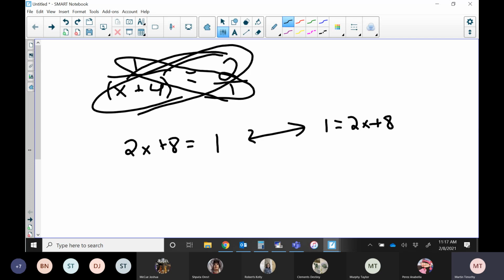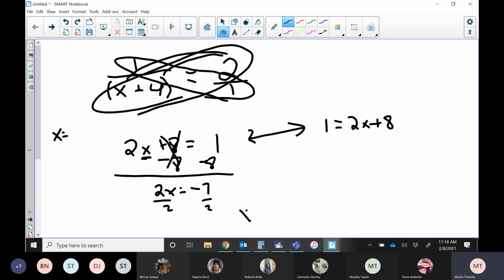And then what we do is because we have one type of x, we can actually isolate the x, meaning we can get this to say x equals by itself. So we would minus the 8 first. So 2x equals -7. We would divide by 2. And our final answer would be x equals -7/2.